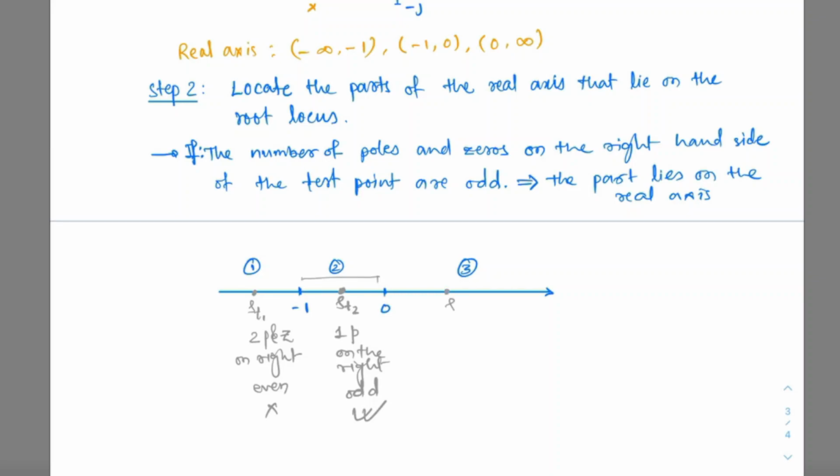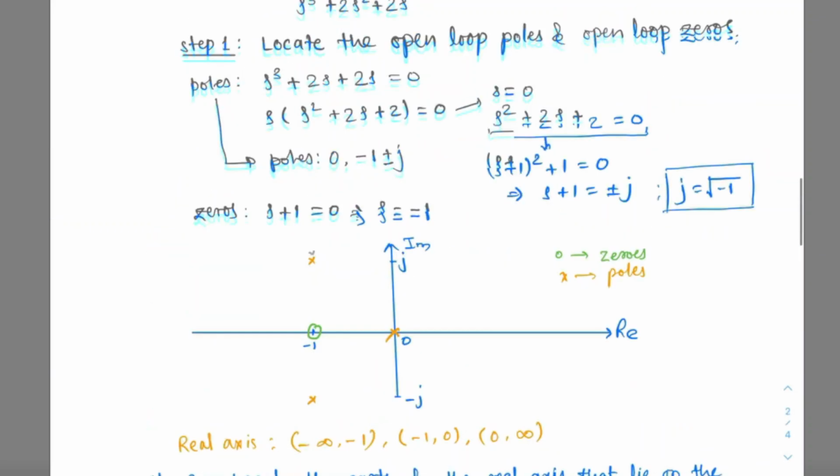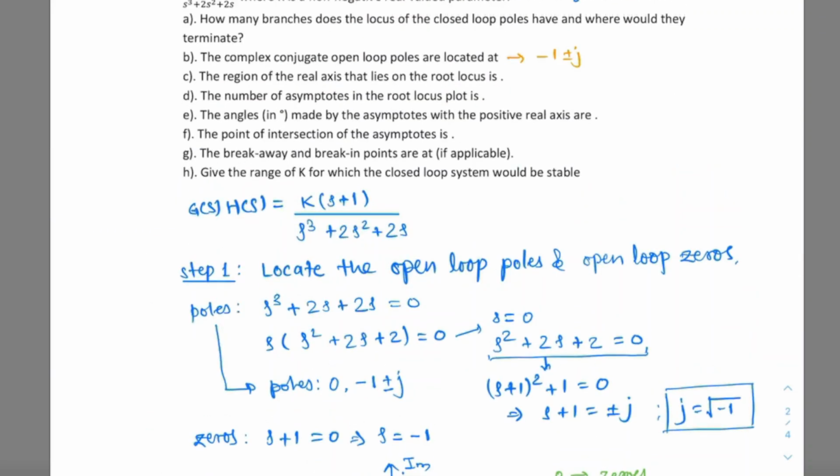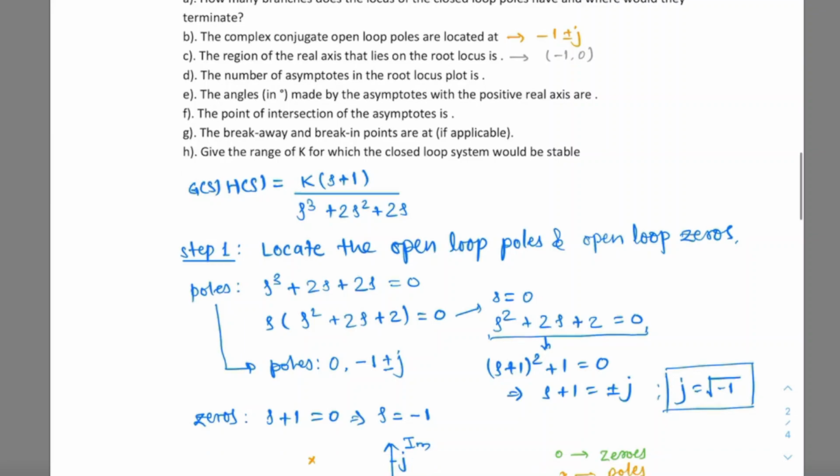And if we take a test point here, there are 0 poles and zeros on the right. This implies this will not be the part. So in the second step, we have located the part of the real axis that lies on the root locus. So the region of the real axis that lies on the root locus is minus 1 to 0.